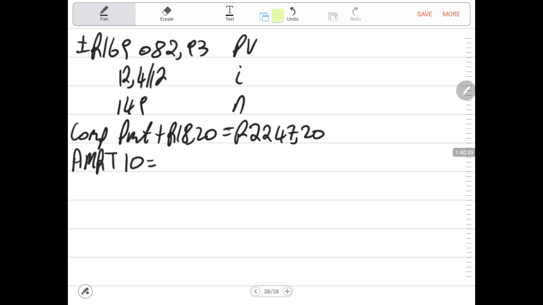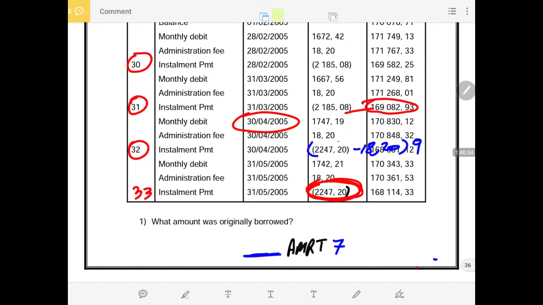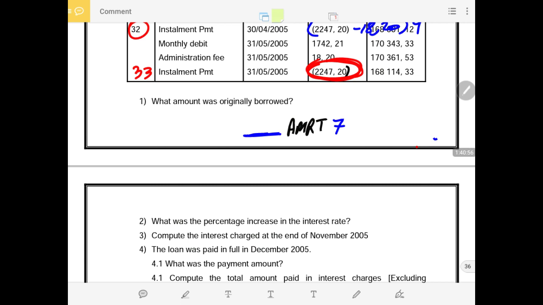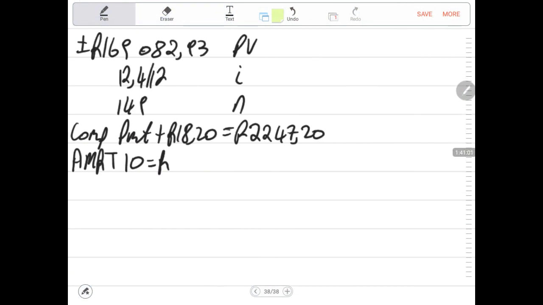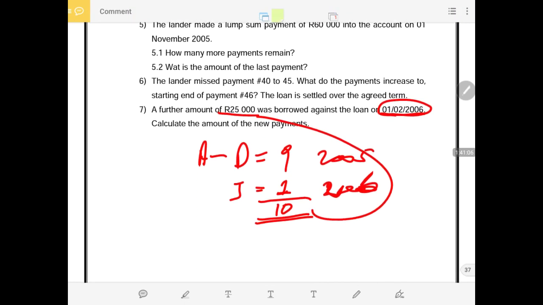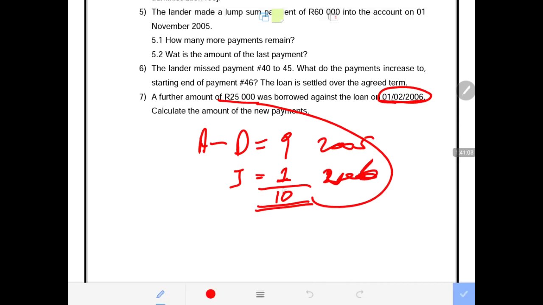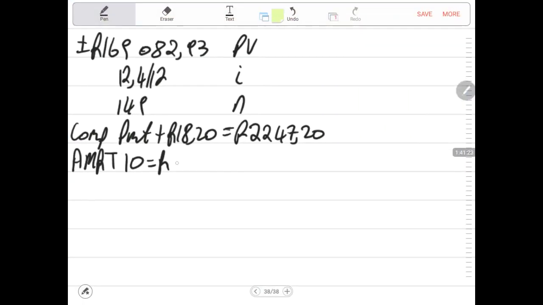Then I say amort 10. Meaning, what am I getting? I am getting the balance after the 10th payment was made. I thought I still had that calculation, but it's gone. Yes, I'm getting the balance after the 10th payment. Remember, the 10th payment is the payment of January, so that it becomes the opening balance of February. Then I add my loan to that balance. Hence I'm saying amort 10.